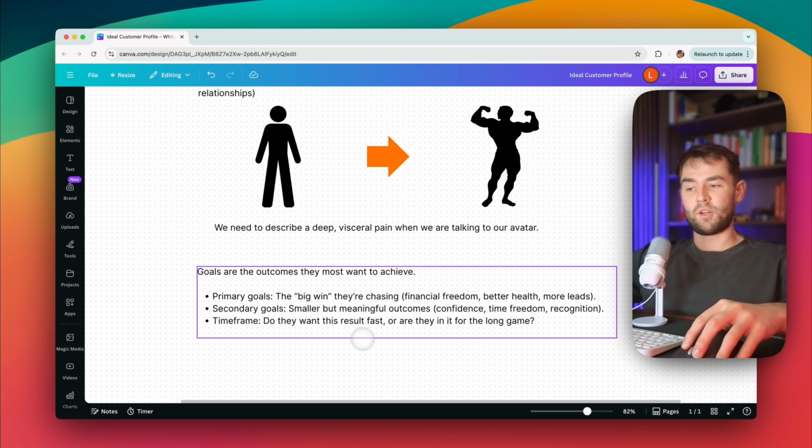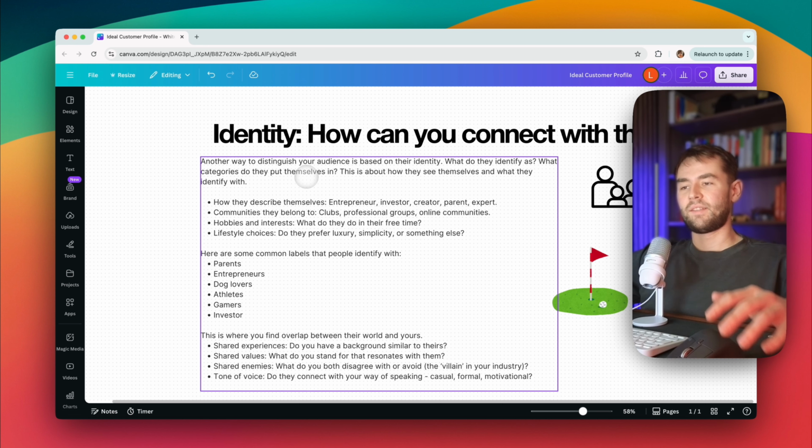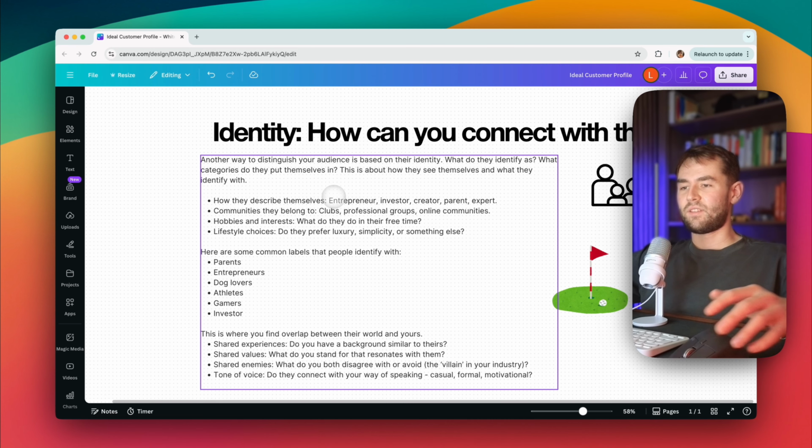Next, we've got the identity layer. So how can you connect with your ICP? Another way to distinguish your audience is based on their identity. So this is what they identify as, the categories they put themselves in, and how they see themselves in the world. So, first of all, people put labels on themselves, like I'm an entrepreneur, I'm an investor, I'm a content creator, I'm a parent, those types of things.